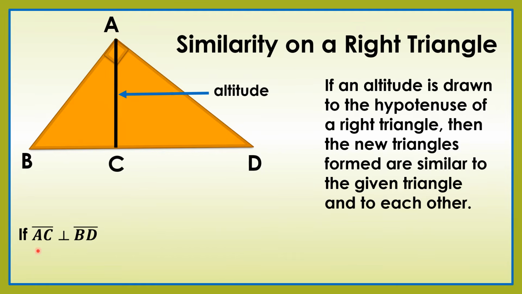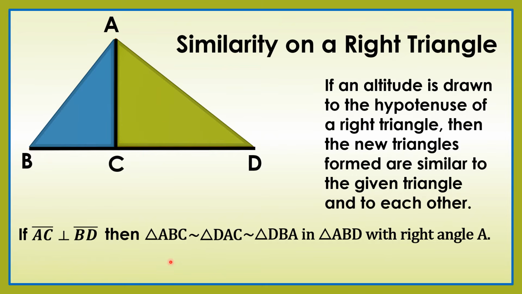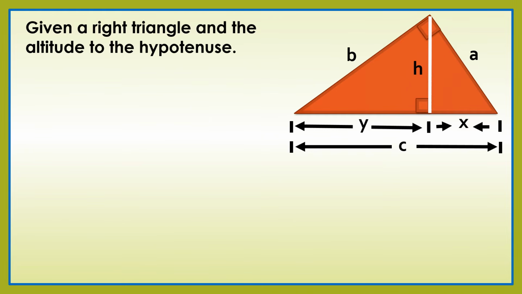So if segment AC is perpendicular to segment BD, then triangle ABC is similar to triangle DAC, which is also similar to triangle DBA in a triangle ABD with right angle A. Given a right triangle and the altitude to the hypotenuse, so this is the altitude. So kung may altitude tayo dito, makaka-form tayo ng dalawang similar triangles. So ito yung dalawang triangles na syempre similar din dito sa malaking triangle.